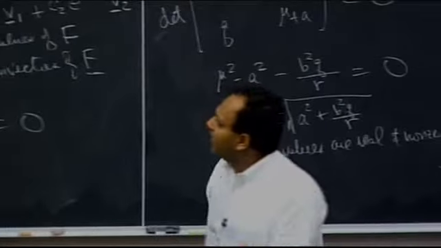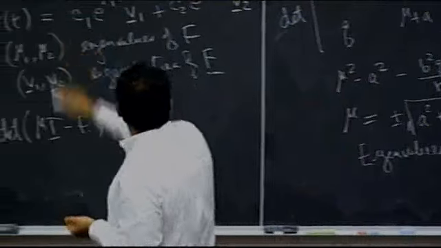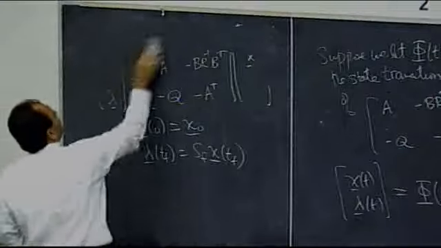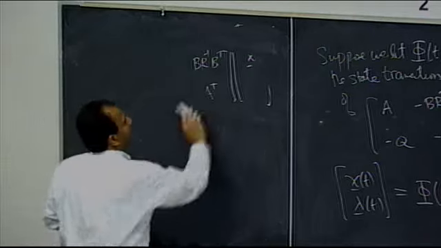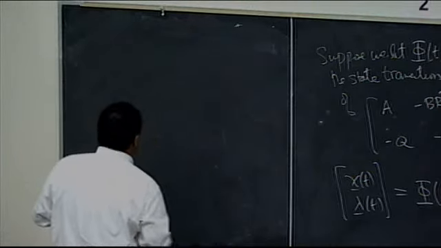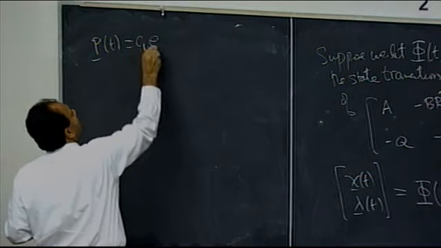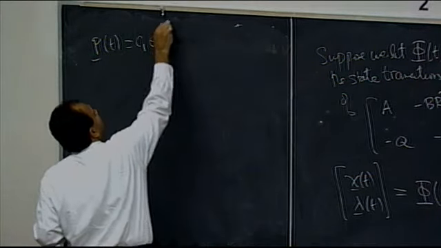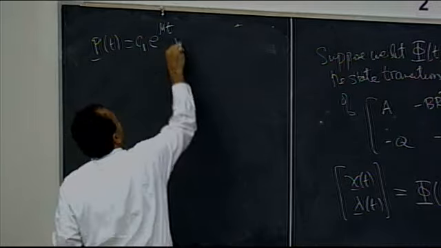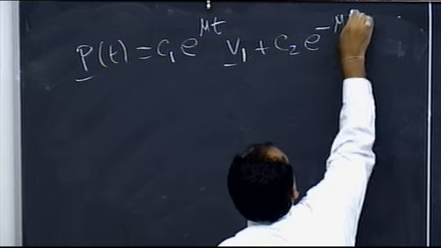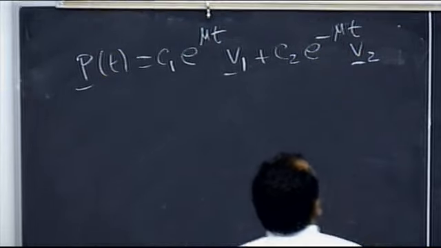If one of these eigenvalues is positive, right, then that means that this function, p of t, which is the solution, looks like this. Then p of t looks like c1 e to the mu t, I'm just going to call it mu, times v1, plus c2 e to the minus mu t times v2.